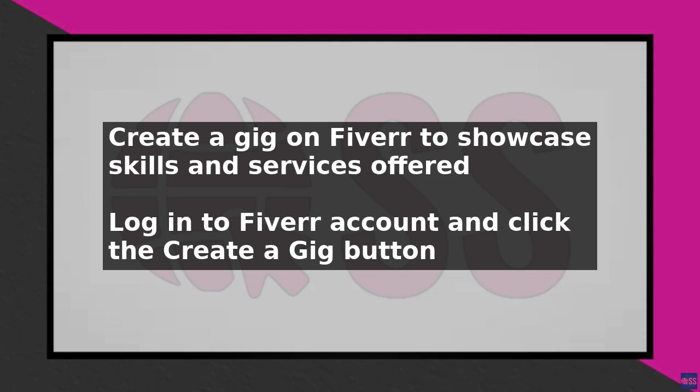First, log into your Fiverr account and click on the Create a Gig button. You will be asked to choose a category for your gig. Select the category that best fits the service you are offering. For example, if you are a writer, choose the Writing and Translation category.